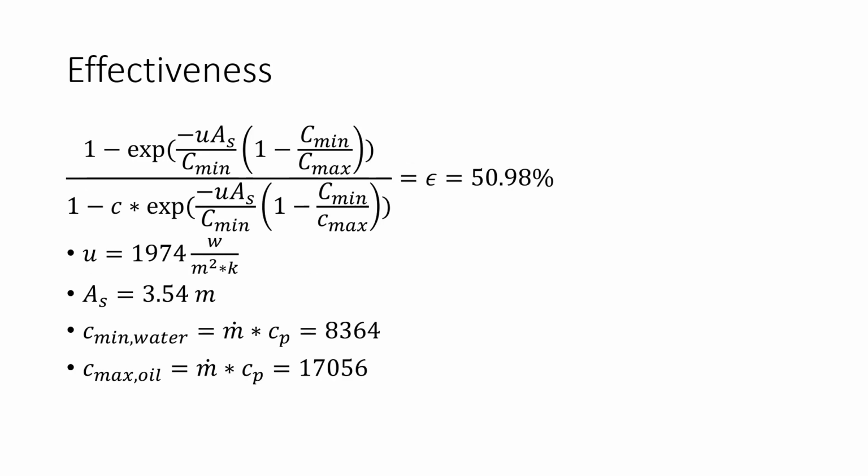Next up, we can solve for the effectiveness. The effectiveness is given from the NTU method for a counterflow system with a C value of less than 1. So with that, we use our C minimum, which is M dot times Cp, which results in a value of 8,364, and the C maximum, M dot Cp but for the oil this time instead of the water, of 17,056. The equation seen at the top there is the effectiveness equation, and the overall effectiveness for this system is about 51%.